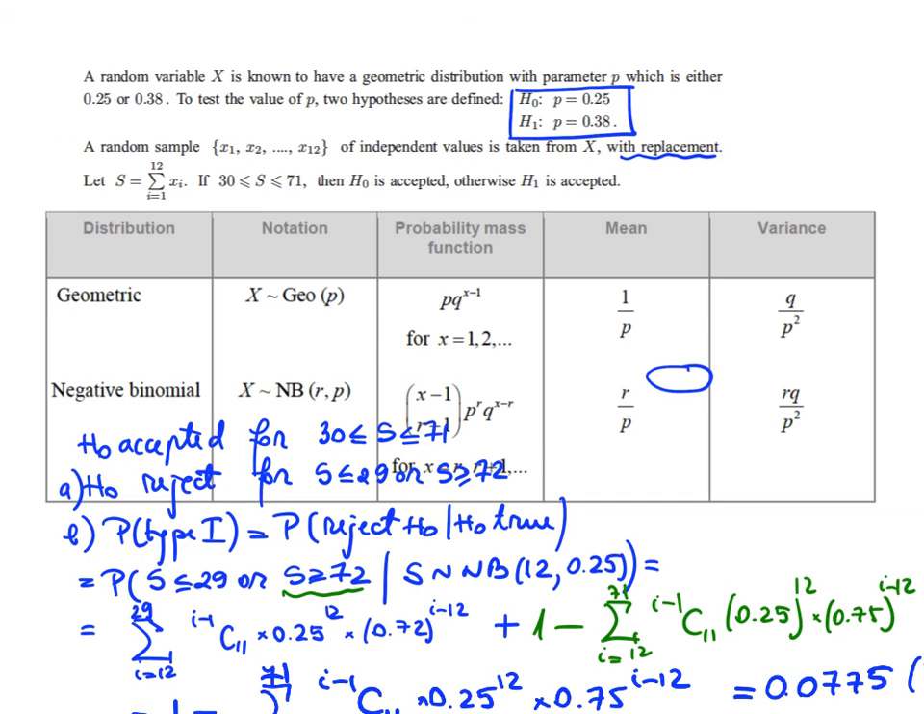Question C asks for the probability of a type 2 error, which is the probability of accepting H0, given that H0 is false. So it's the probability of S being between 30 and 71, given that your distribution S is now negative binomial with 12 and 0.38. And after similar calculations, you are going to get 0.578 to three significant figures.